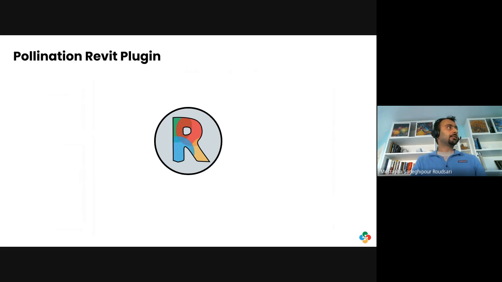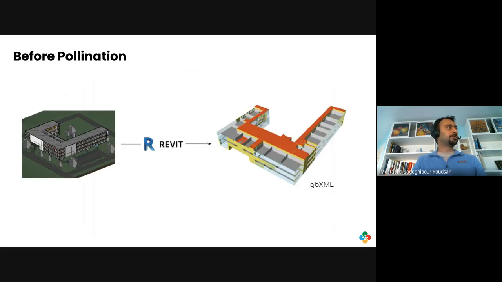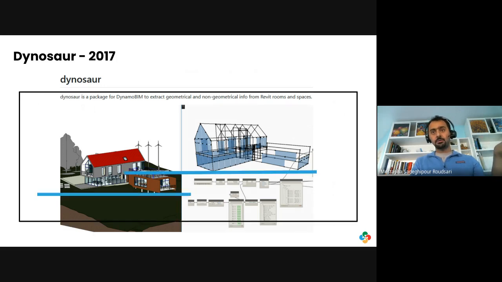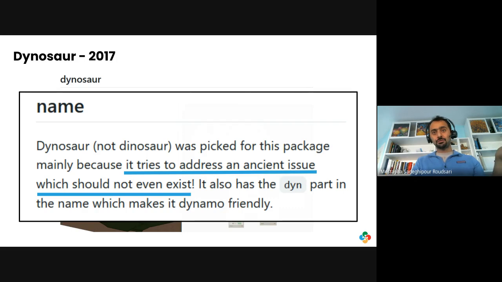Okay, with that, what's Pollination Revit? Pollination, and why does it exist? Before Pollination Revit, this is the life that we had to go through, right? And I have been on the other side, so this was my life. So I even created this package called Dinosaur for Dynamo, mostly to try to convince Autodesk to just fix it, because I don't think it should even exist. If you have a BIM platform, you shouldn't have this issue.